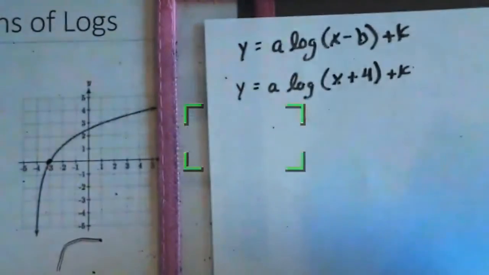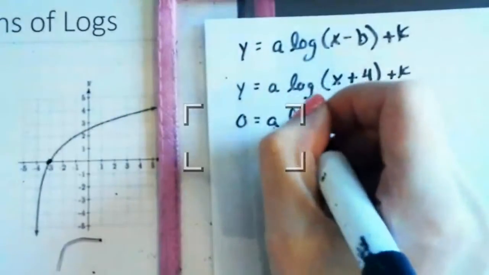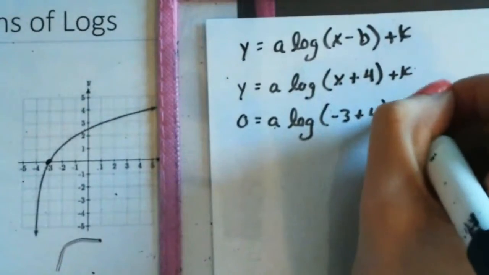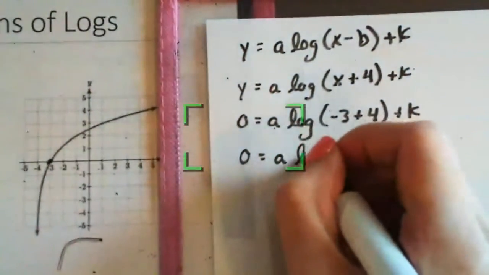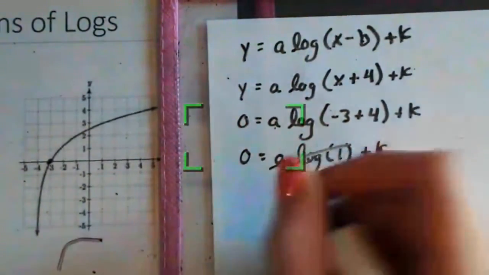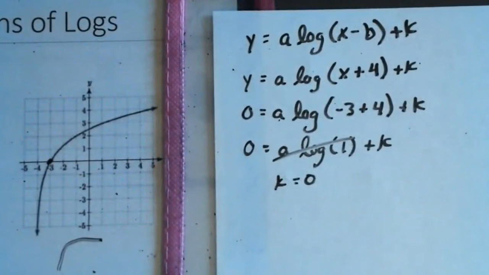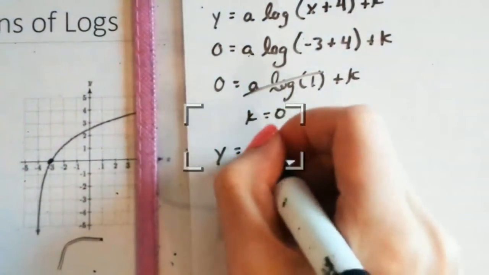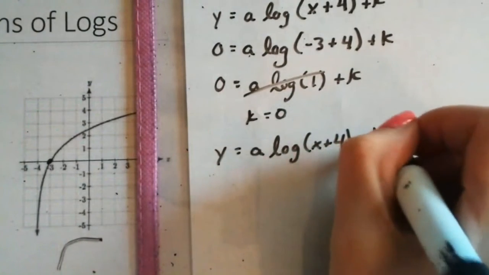Now I can plug in my horizontal intercept. We get 0 is equal to a times the log of negative 3 plus 4 plus k. But negative 3 plus 4 is 1. So 0 equals a times the log of 1 plus k. The log of 1 is 0, so that's gone. k equals 0. You might be catching on to something, at least for this class. So if I plug in k equals 0, then we have y equals a times the log of x plus 4.